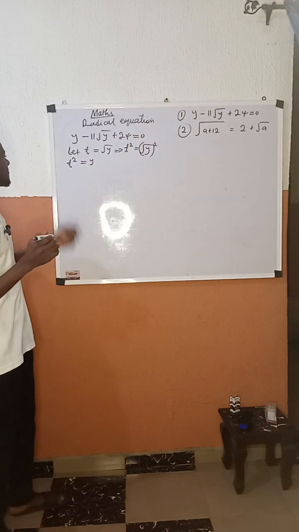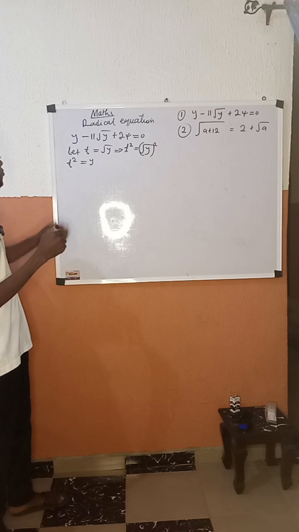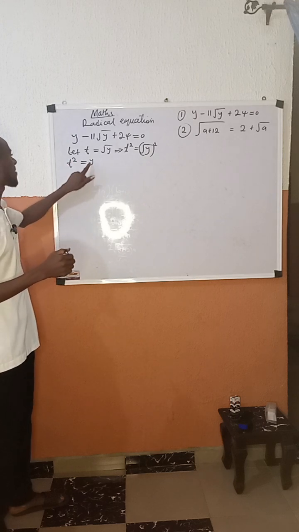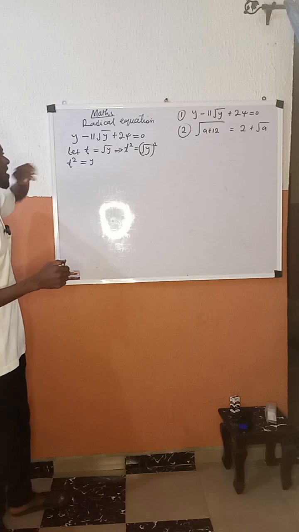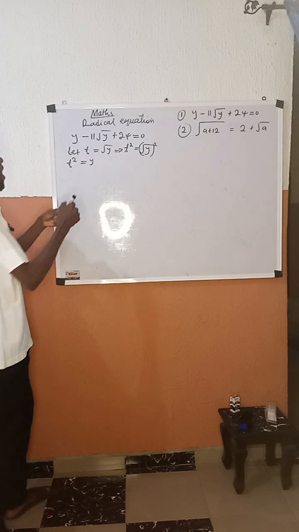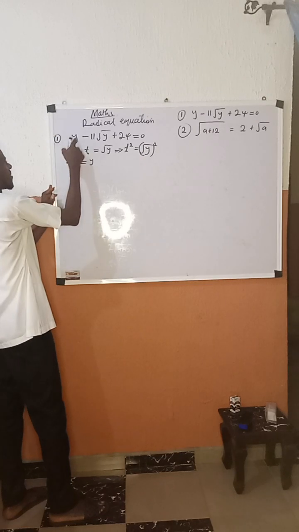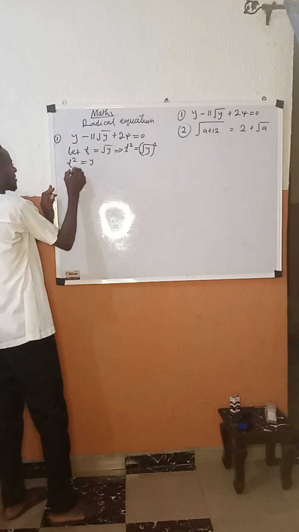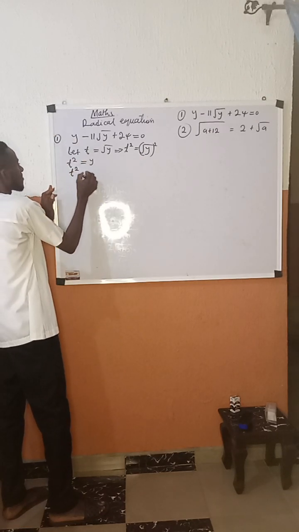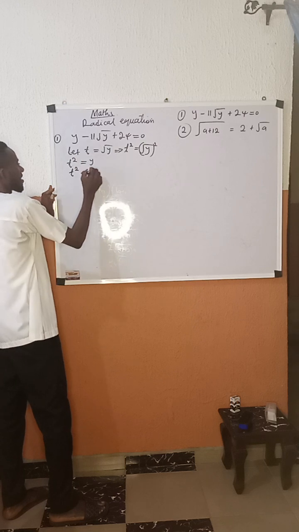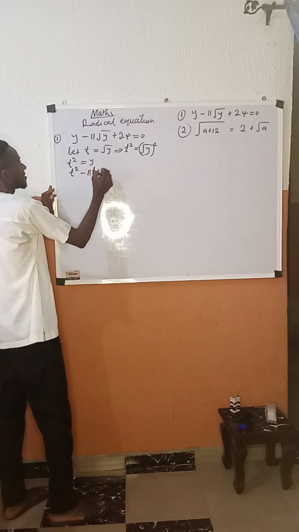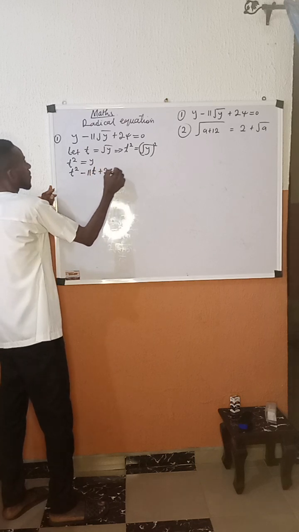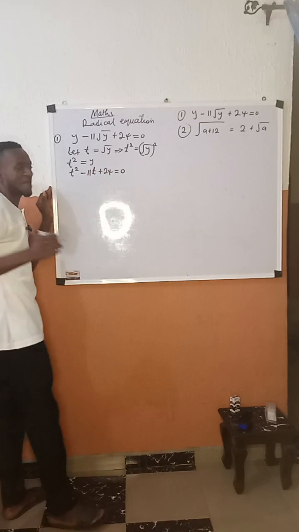Equally, by making this definition, it helps me to use t raised to power 2 in place of y wherever I see it in this equation. And as such, this equation 1 becomes, in place of y, I'm going to write t raised to power 2 minus 11. In place of root y, I'm going to write t, plus 24 equals 0.